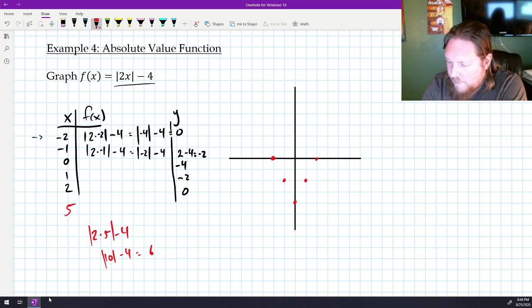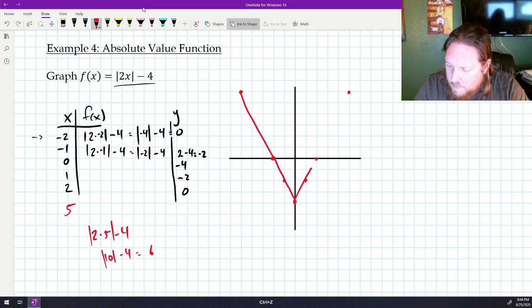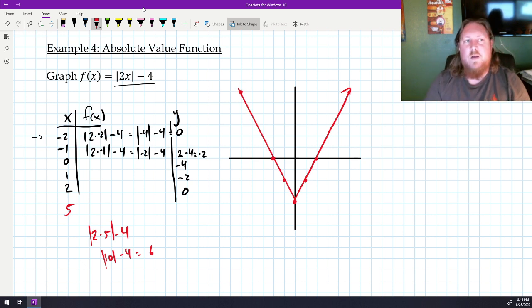So 3, 4, 5. 1, 2, 3, 4, 5, 6. 1, 2, 3. Okay. There we go. And all I got to do is draw some straight lines here. Oh, that's weird. My lines didn't come out super straight. Let me fix that. There we go. That's a little bit better. There's the absolute value. All you got to do is just plug it in and evaluate it, which you've all shown me you know how to do already.